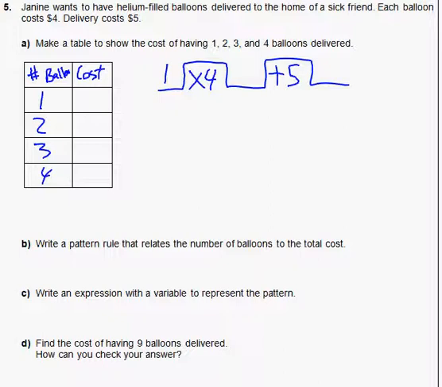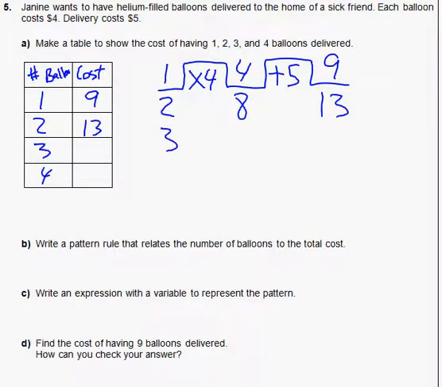Okay, so now we can figure out the total cost. So 1 times 4 is $4, and you add the $5 in. So that means it would cost $9 to have 1 balloon delivered. Pretty expensive. If you have 2 balloons, times $4 is $8, and $8 plus 5 is $13. So the cost of 2 balloons is $13.